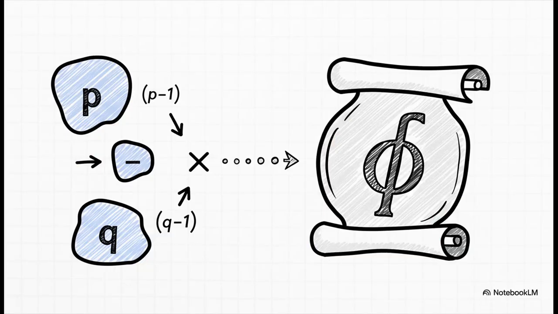Okay, next up, we need to calculate something with a fancy name, Euler's totient. You'll see it written as the Greek letter phi. Now, don't let the name scare you. This number is absolutely critical. Think of it as the secret ingredient we need to find our private key. And the good news? The formula is super simple. It's just P minus 1 times Q minus 1.